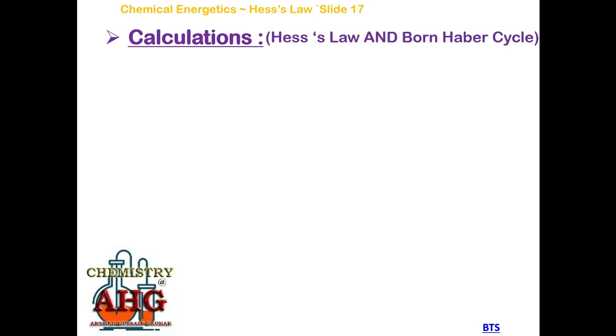Hello students, A2 Chemistry, chapter is Chemical Energetics, lecture number 7. In this lecture, we are going to talk about the different types of calculations that can be asked based on Hess's law and Born-Haber cycle in your A2 syllabus.